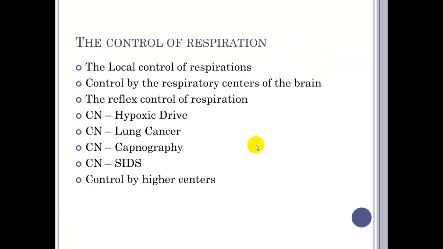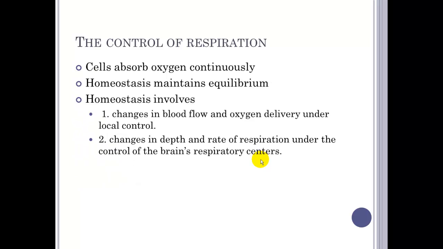Okay. If you have any questions over acid-base, come to one of the Fridays and we can talk all about it. The control of respirations. The control of respirations, the control of the respiratory centers of the brain, reflex control of respirations, hypoxic drive, lung cancer, capnography, SIDS, and the control by higher centers are what we're going to talk about in this section.